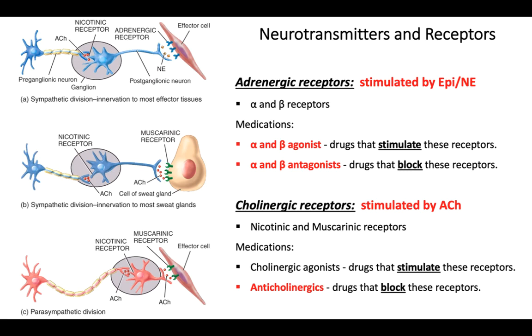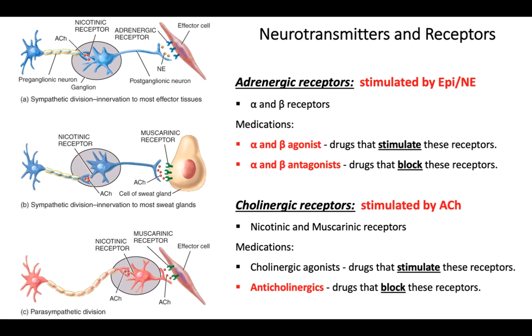In the medical world, we can design agonists. So cholinergic agonists will stimulate the receptors. And then we can design antagonists, but we usually don't call them antagonists. You'll see anticholinergic as opposed to antagonists. But an anticholinergic medication or drug will block cholinergic receptors.